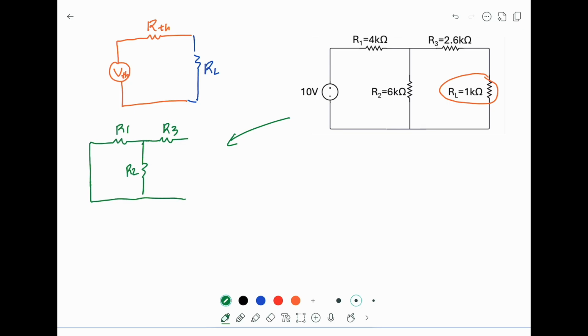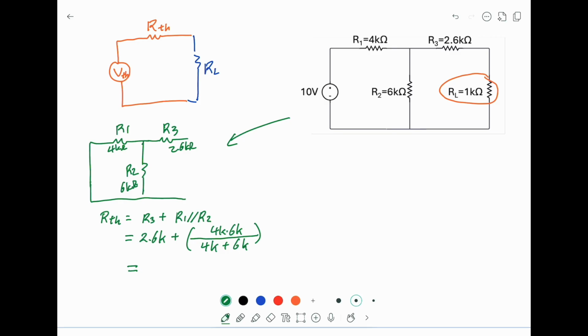Now we want to find the equivalent resistance of these resistors. R1, R2, they are connected in parallel, and R3 is in series of R1 and R2. So the Thevenin resistance is R3 plus R1 parallel R2. And the answer is 5K ohm.